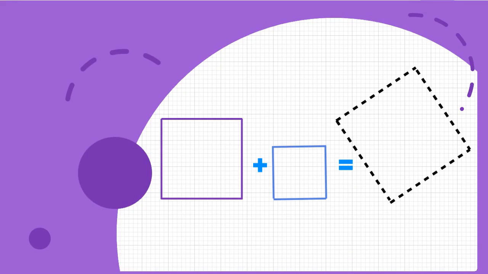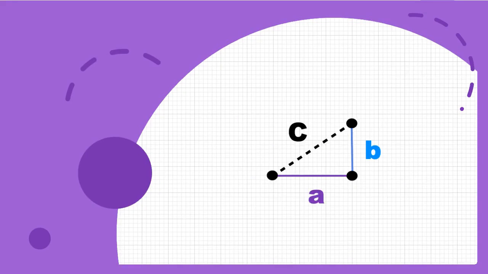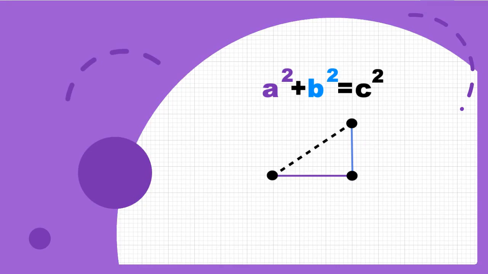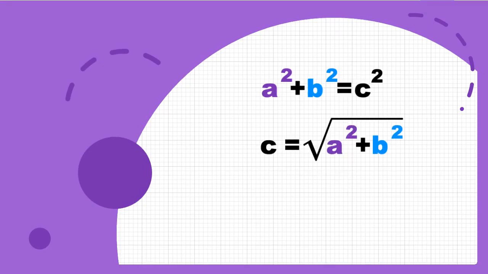the other 2 areas. The lengths of the A and B sides are easy to measure on a grid. The Pythagorean theorem allows us to calculate the length of the C side accurately. The square of C is equal to the square of A plus the square of B. Or to write this another way, the length of the hypotenuse is the square root of the sum of the squares of the other 2 sides.